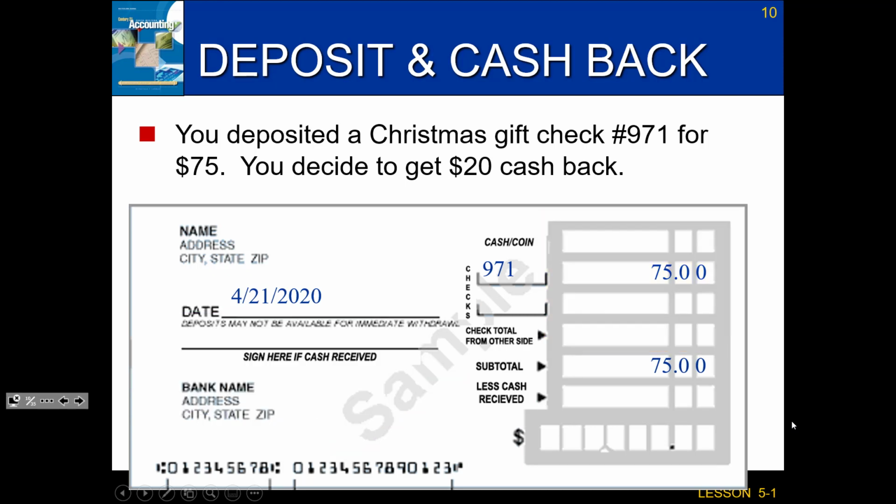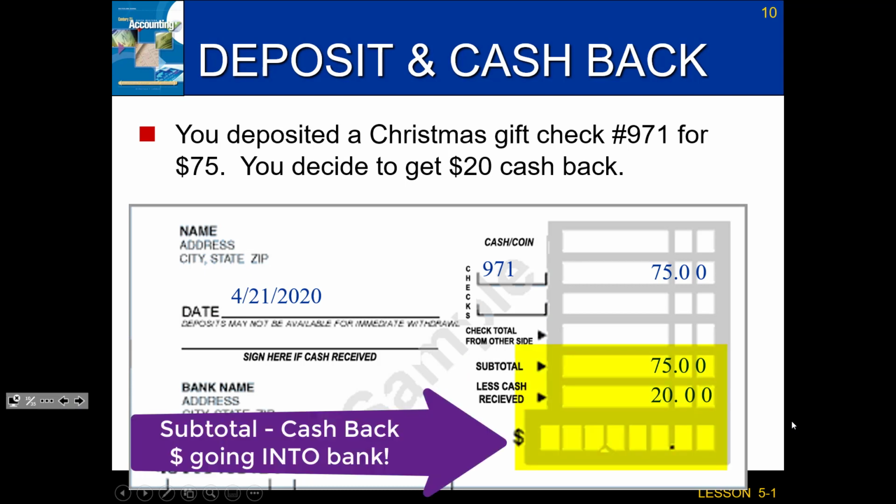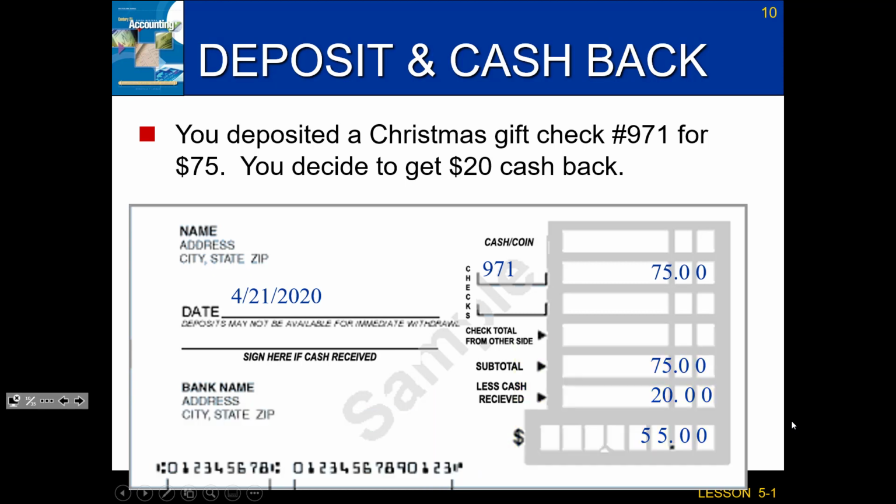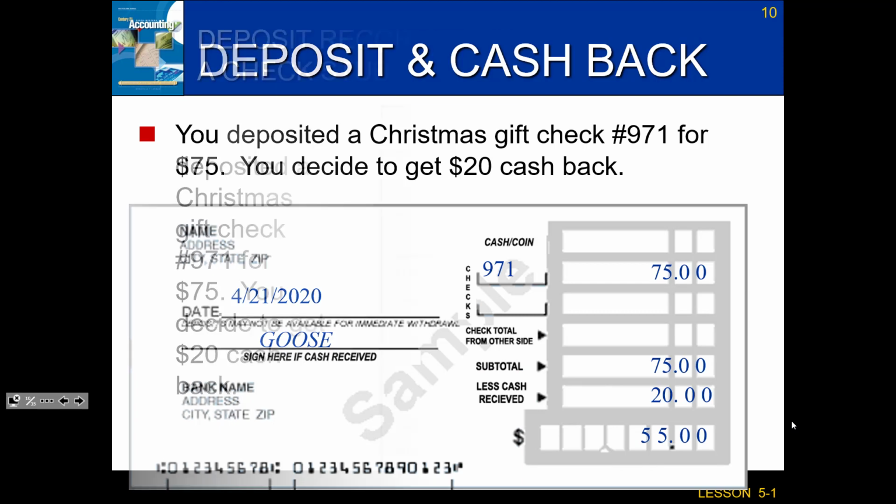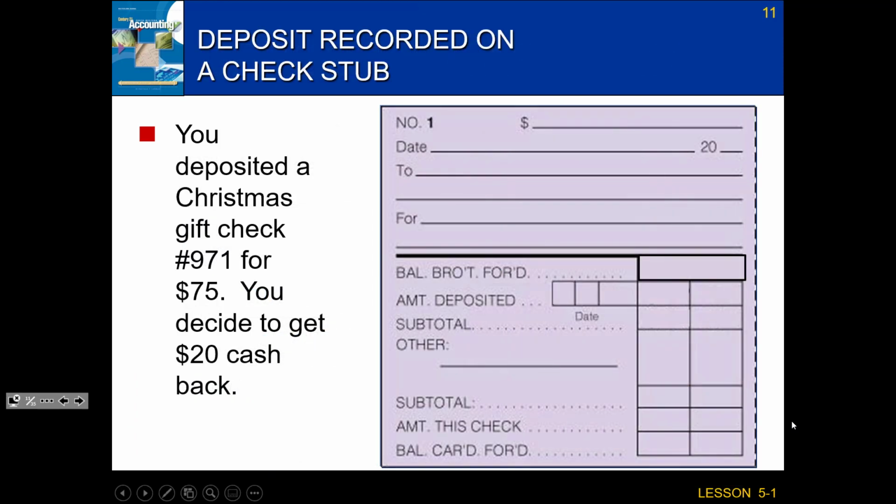And now I'm saying, hey, I want $20 cash back. At this point, I'm going to do less cash received, or I'm going to subtract, and I'm going to have $55 that gets deposited into the bank. The final step, remember, is if I receive cash back, I do have to sign on that line. So you would fill this out, you'd bring it to the bank, you would get $20, $55 would go into the bank, and then you'd also want to record that on the check stub for accounting purposes.